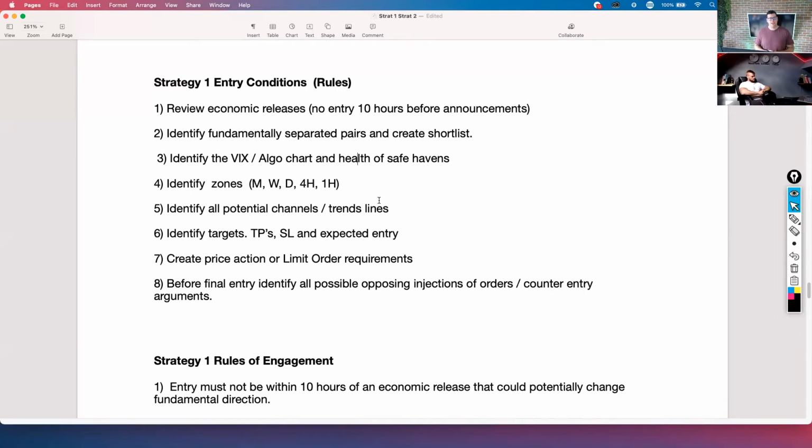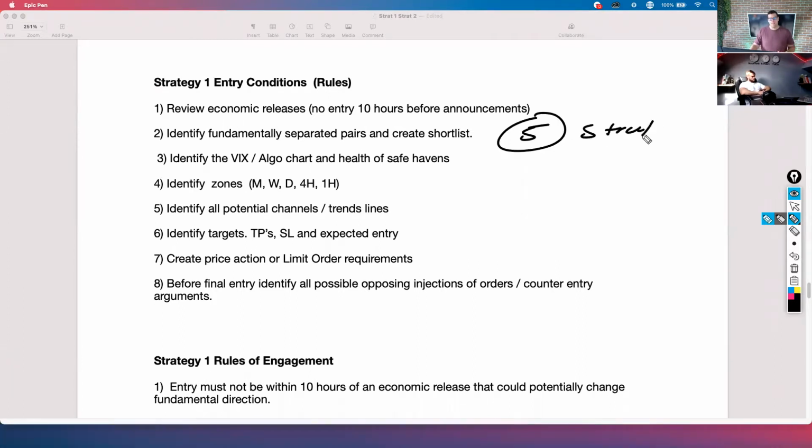Number 2, we have to identify fundamentally separated pairs and create a short list. So for example, if we go through all the 30-something pairs, maybe we find that there's 5 that have the separation required for strat 1. Based on that, we will do our checklist for those 5 pairs. We have to narrow it down. What are the highest probability entries? That also includes identifying those entries based on the economic releases that are coming up.